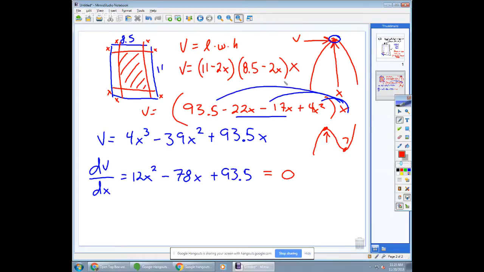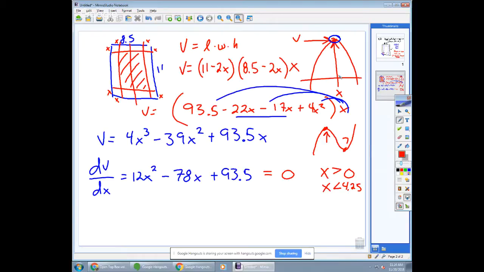Thinking about the domain of this situation, this is a cubic. Its domain is all real numbers. However, can I make any fold I want? No. So as far as x goes, for sure, I need to make a fold, which means x has to be greater than 0. However, if I fold the paper in half this way, I've got no box. I just have a piece of paper that's folded in half. So x can't be bigger than half of that short side. Okay. So half of 8.5 would be 4.25. So x also has to be less than 4.25. So x has got to be some number between 0 and 4.25.